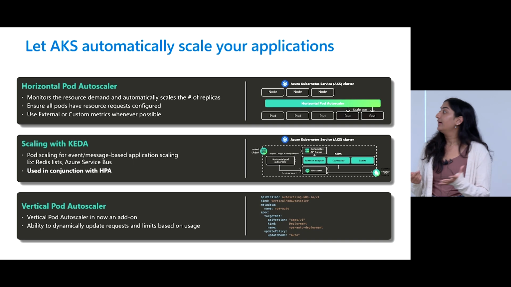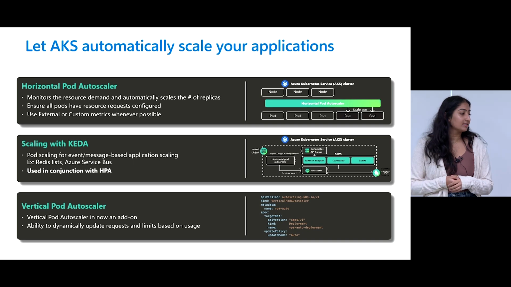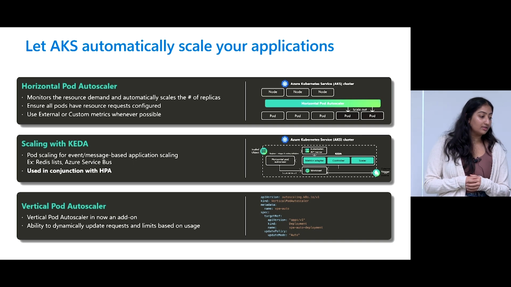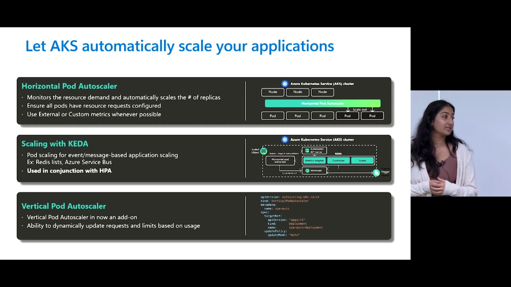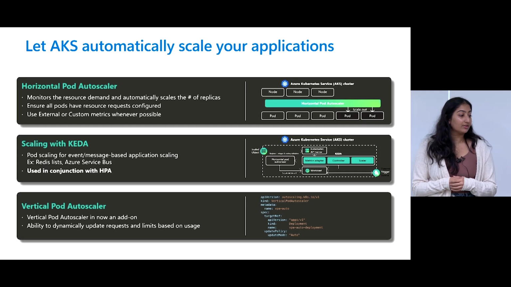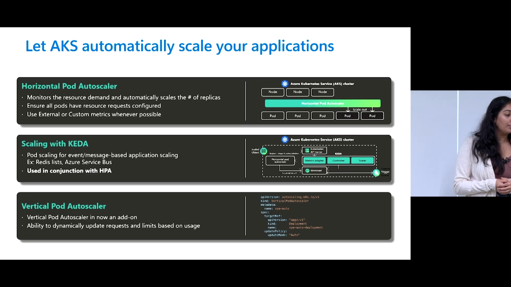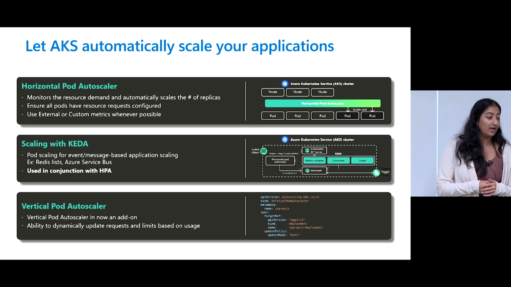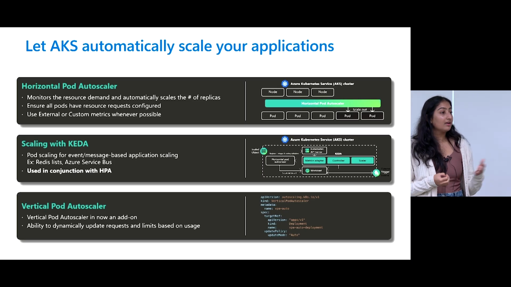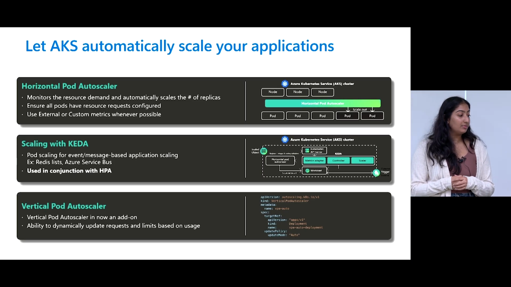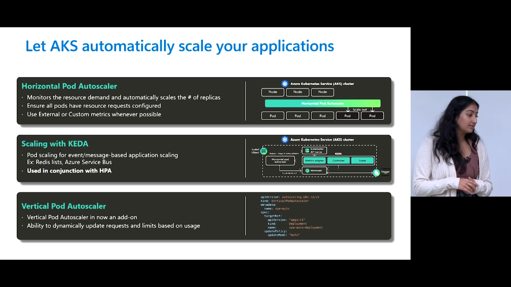You can let AKS automatically scale your applications. With the horizontal pod autoscaler, you would automatically scale pods up based on resource demand, either CPU, memory consumption, or other metrics. You can also consider load balancing. If you have good load balancing between pods, then HPA is good for adding the pods, and then traffic can be routed easily to those pods.